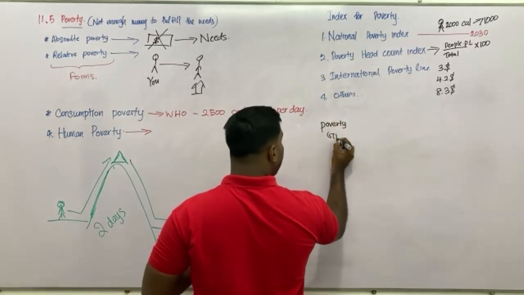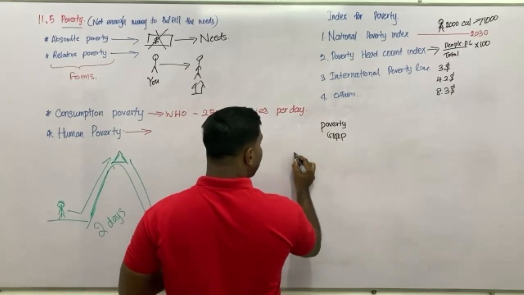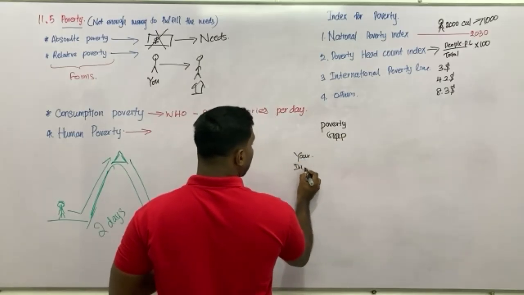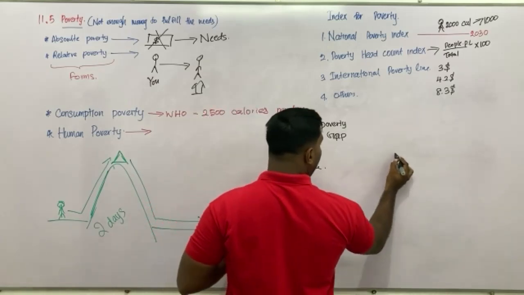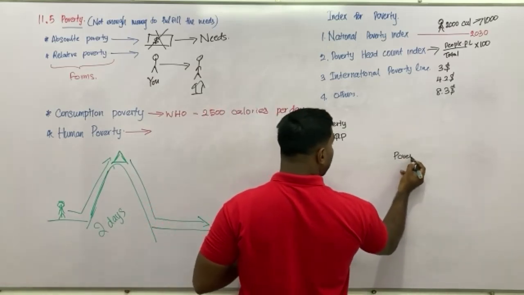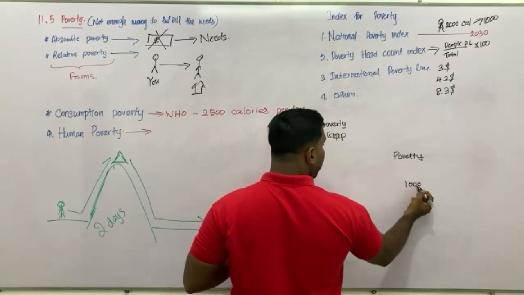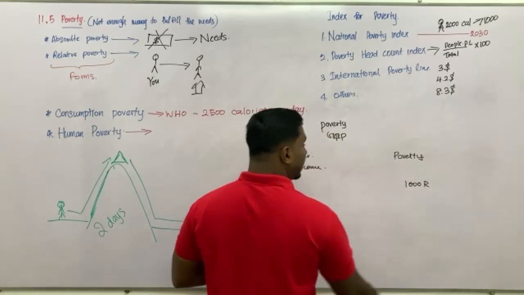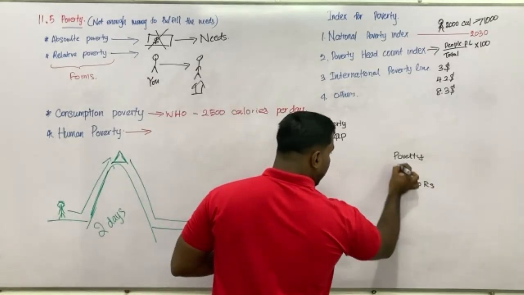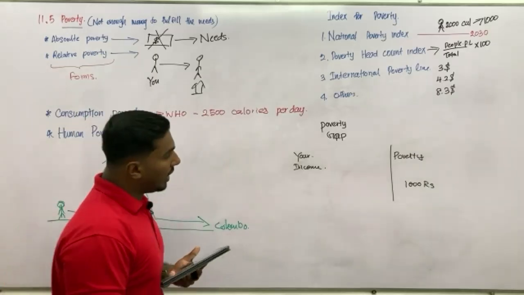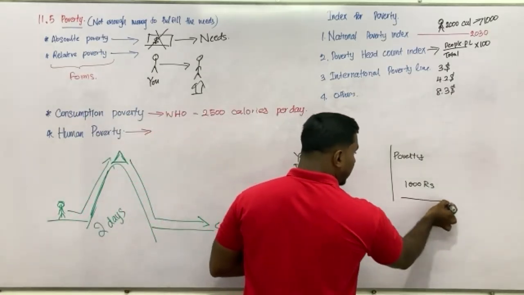Poverty gap means your income level and poverty. Imagine 1,000 rupees per day is the poverty line. Earning less than 1,000 rupees is poverty.